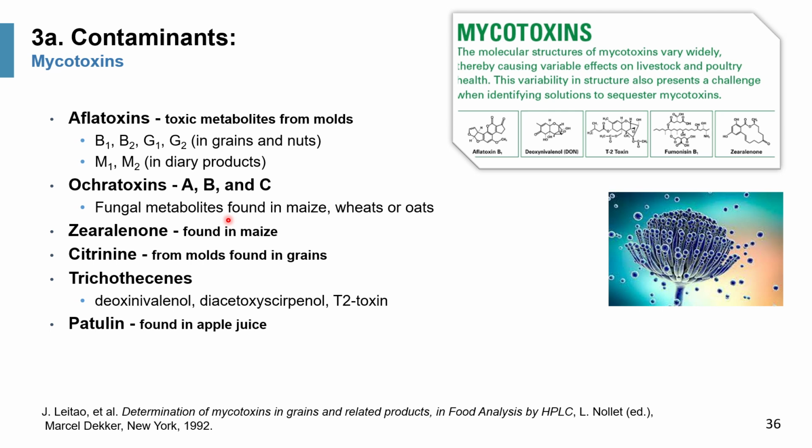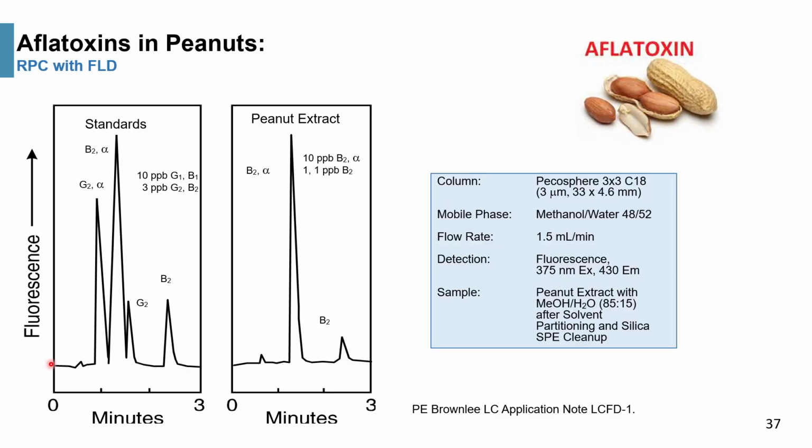So a third category is contaminants. We're starting with some mycotoxins, which are toxins produced by molds. Some of these are regulated because they are highly toxic, such as aflatoxin in peanuts and grains, and there are other mycotoxins. Applications on aflatoxin in peanut extract show one can get very high sensitivity down to ppb levels in extract using fluorescence.